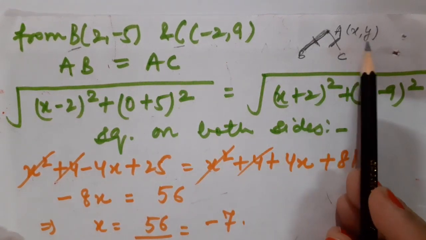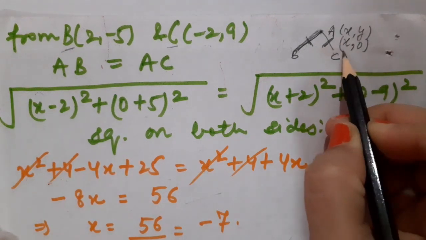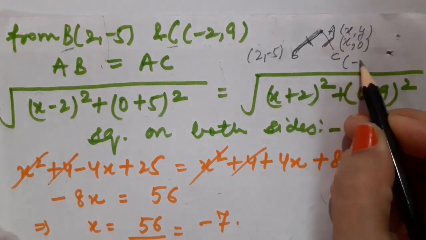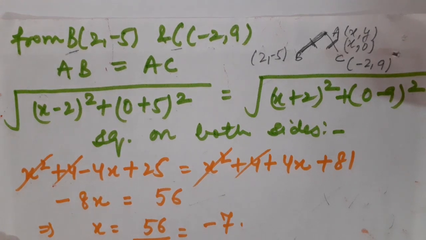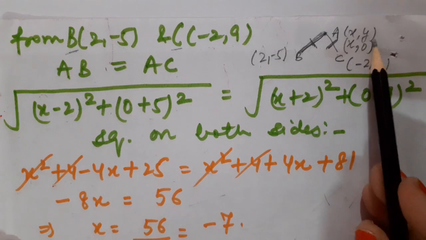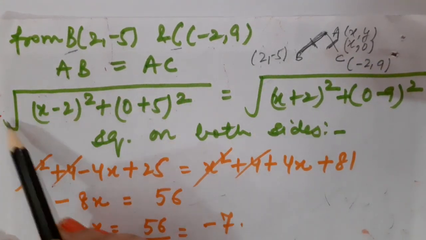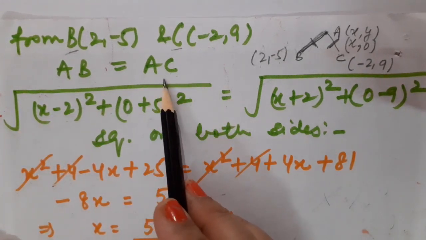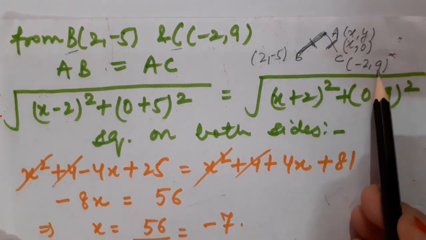Now what are the points assumed by me for A as the point lie on x-axis? So they were x comma 0. Okay. And B you know that is 2 comma minus 5. And C you know that is minus 2 comma 9. Correct. Now let us apply distance formula. This is x minus 2 whole square plus 0 minus minus 5, that is 0 plus 5 whole square, and then whole under root. Correct. That must be equal to the distance between A and C. A having points as x comma 0 and C having minus 2 comma 9.